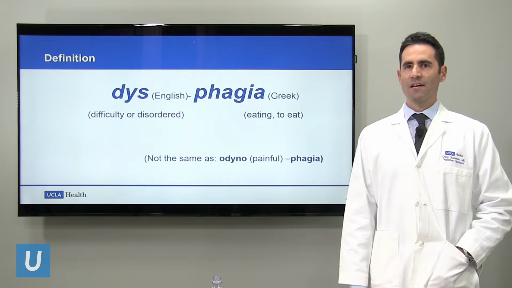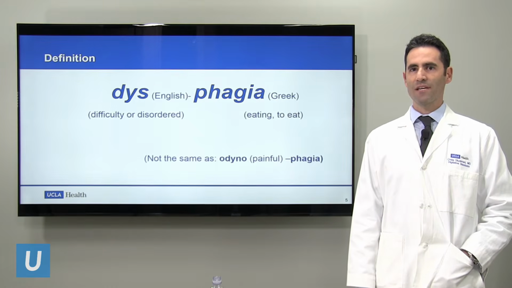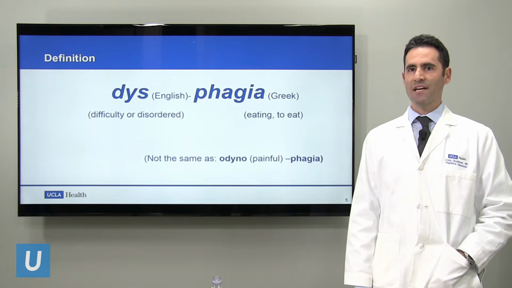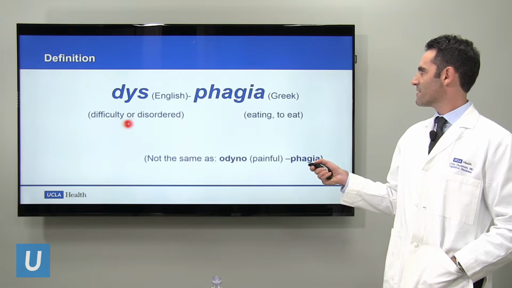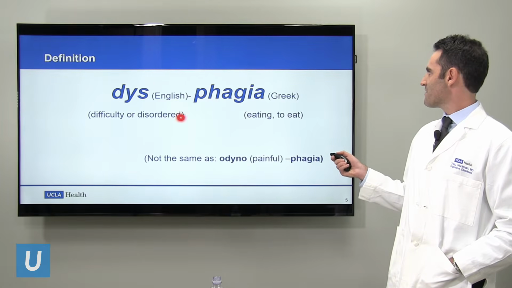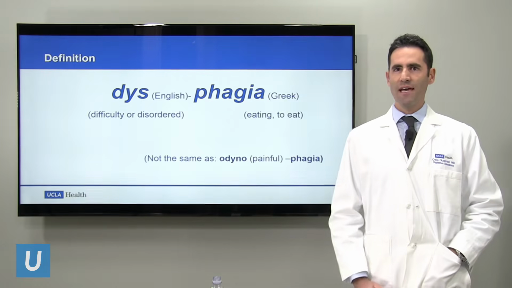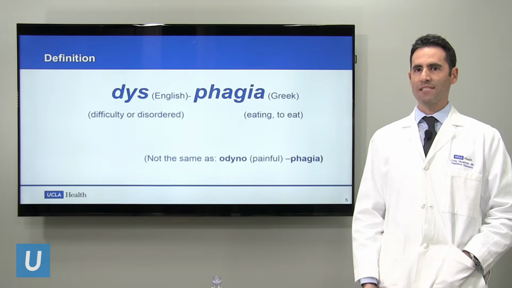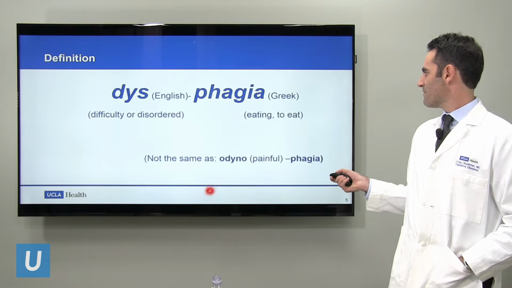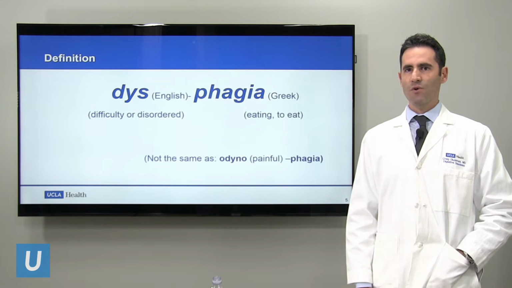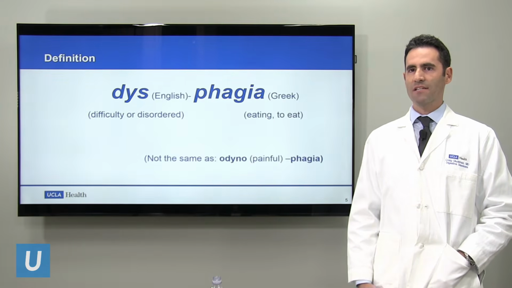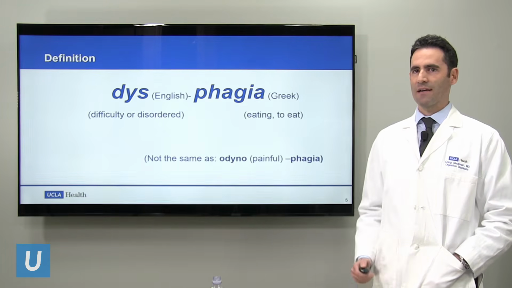So in terms of the definition and what exactly dysphagia is, it's very helpful to look at the word dysphagia, and you can see it originates from two parts. The first part is the English dys, which means difficulty or disordered. And the second part is phagia, which is the Greek meaning eating or to eat. So if you put it together, dysphagia is disordered or difficulty eating. It's very different from odynophagia, which is painful eating. And for the purpose of this talk, I'm really going to concentrate on dysphagia and perhaps leave odynophagia for another webinar at another time.